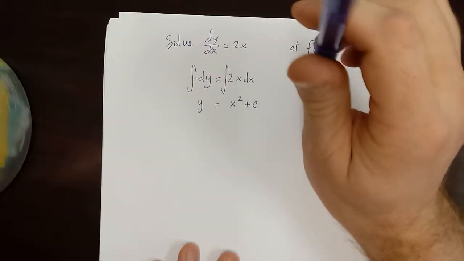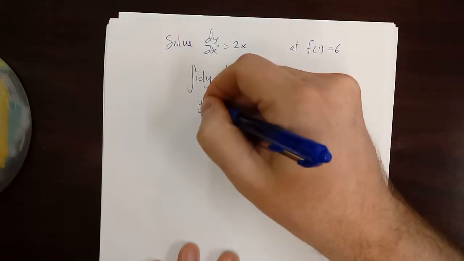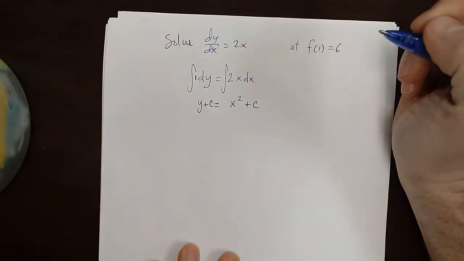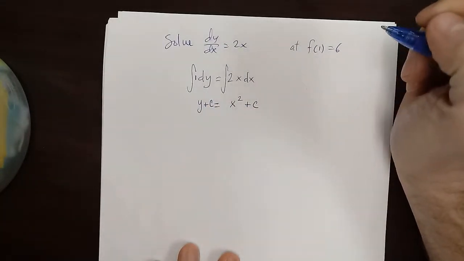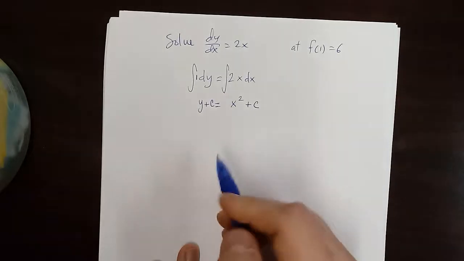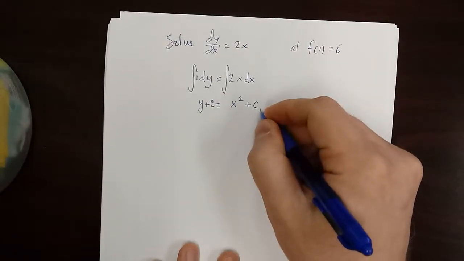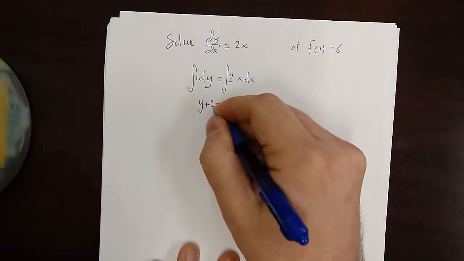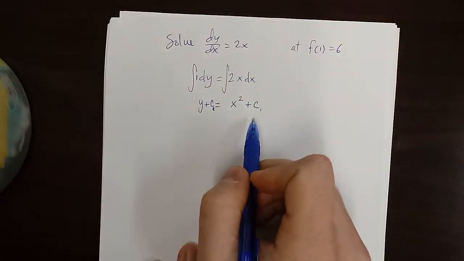Now, something that we don't generally write is the plus c over here. And we talked about this, I think, early on when we were talking about integrals. And the idea is we could call this c1 and this c2. Like they're two different constants of integration.